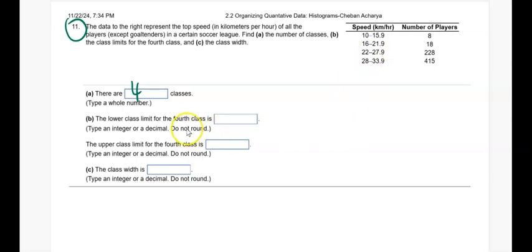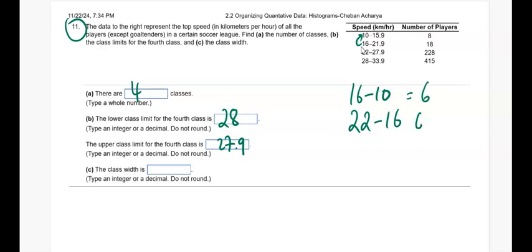Part B, the lower class limit of the fourth class is, this is first, second, third, fourth, 28, obviously. And the upper class limit for the fourth class is 27.9. And the class width is, you subtract consecutive lower limits. So you subtract 16 minus 10, or you can do 22 minus 16. It's the same thing. You get 6. It doesn't matter which way you subtract. The class width is 6. That's question number 11.